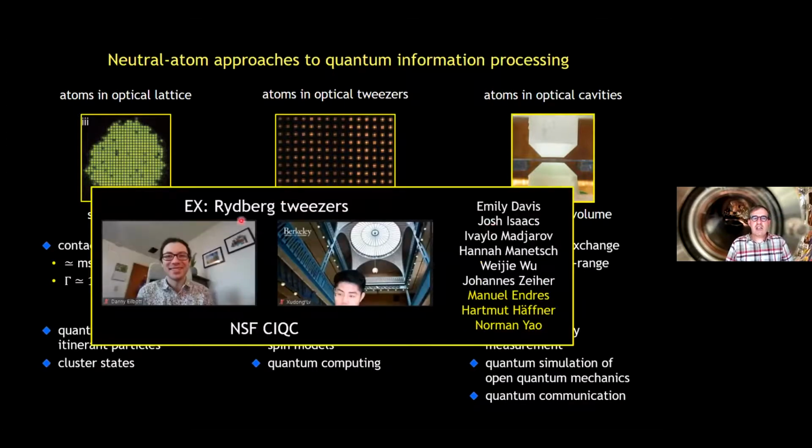And I'll just mention that through the CIQC, we're building up a Rydberg tweezer apparatus at Berkeley as well, but we're also collaborating with several CIQC investigators, including Manuel Endres down at Caltech.